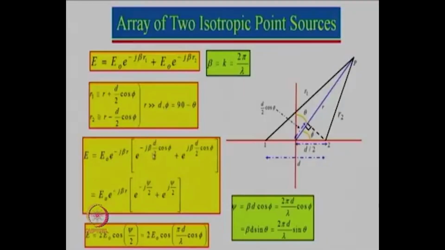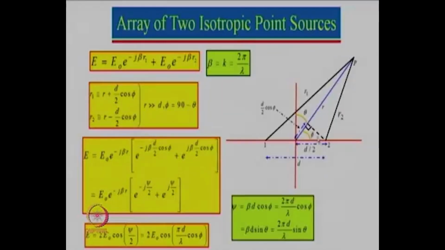Now, here we are just denoting psi. So psi is beta d cos phi, which is written over here, and what is beta? Beta is equal to 2 pi by lambda. In fact, many a time we write beta or k. So both the symbols are acceptable. If you read different books, you will see they use different symbols. So basically we can write beta as 2 pi by lambda multiplied by it. So this is the expression for psi.